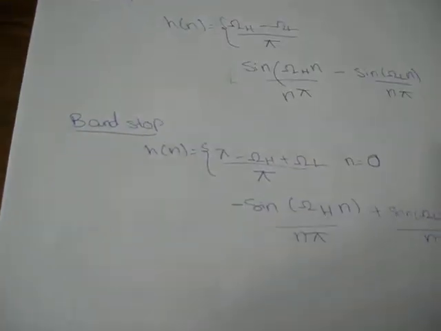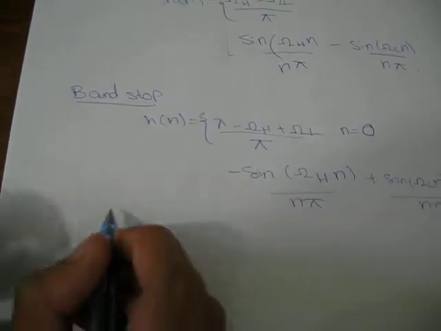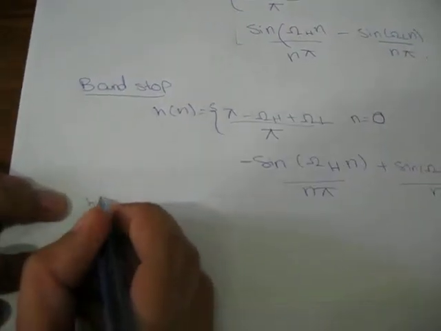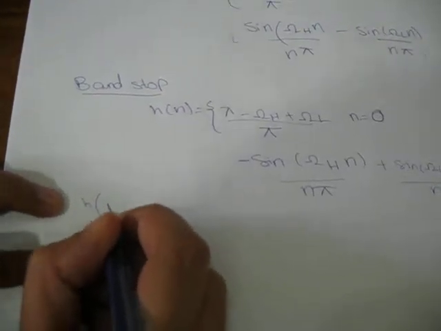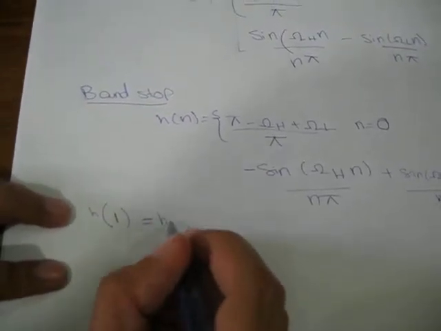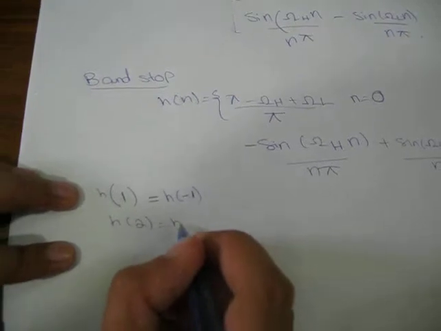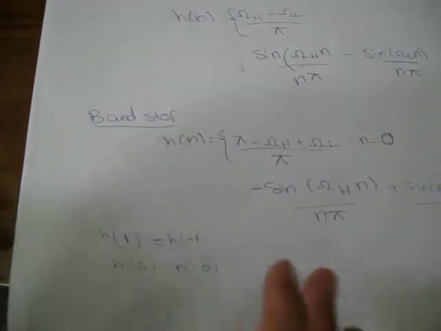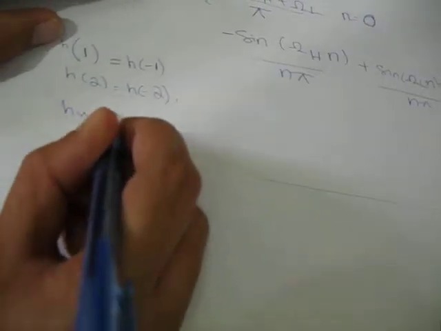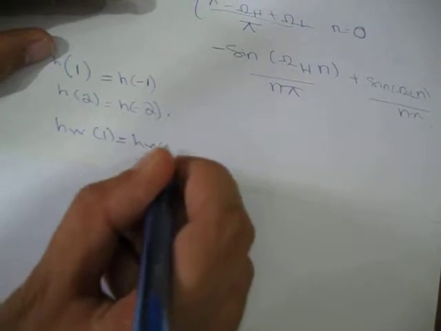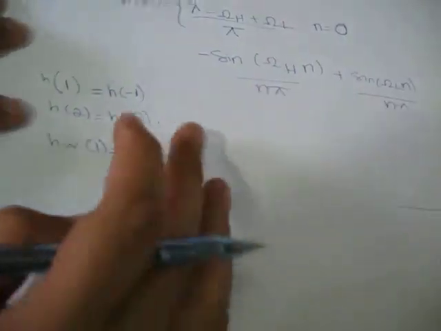One important thing to note is that h of n obeys the rule of symmetry, meaning if we calculate h of 1, it is the same as h of minus 1. Similarly, h of 2 is the same as h of minus 2, and so on. Similar is the case with hw of n, the windowed impulse response: hw of 1 is equal to hw of minus 1, and so on.